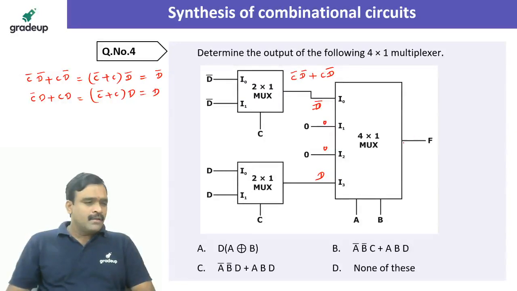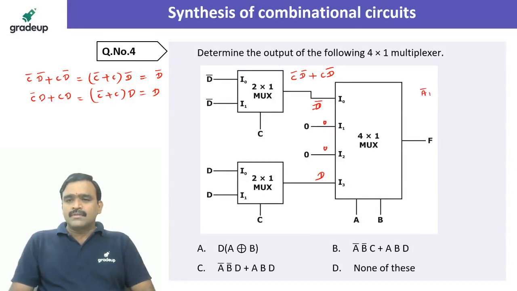Am I right? Now whenever the A and B values are 0, 0, something like this I am writing. So A bar, B bar, selection line 0, 0, is equal to the first input. What is the first input? D bar. And the remaining two we need not consider, whether it is A bar B or A B bar, we are getting 0. So these two become 0. And the last combination is the 1, 1 combination, which is AB, and the output is equal to the last input. What is the last input? D. So A bar B bar D bar plus ABD.